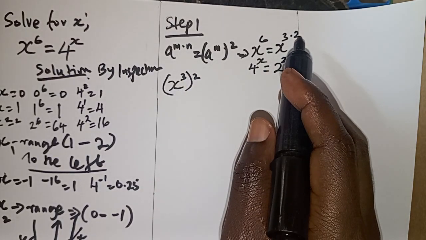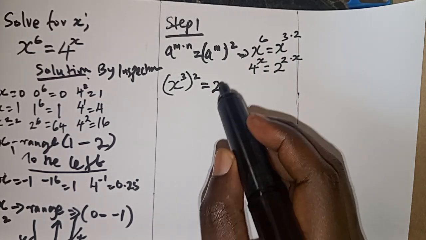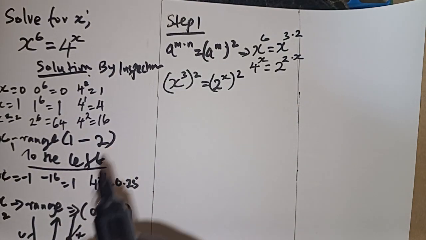So rewriting them in this form, I'll have x to the power 3, then taking 2 outside. On this other side, I'll have 2 to the power x, and then taking 2 outside.